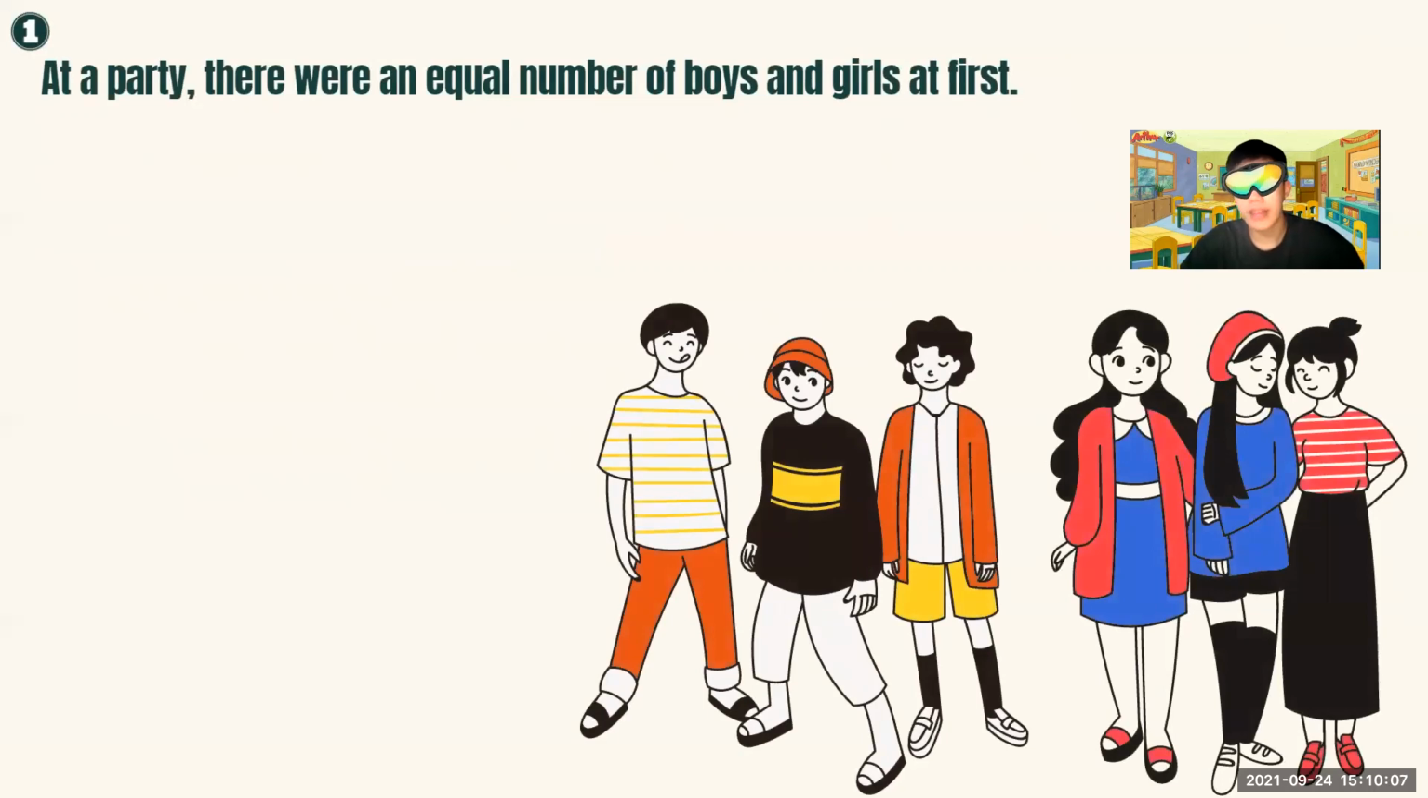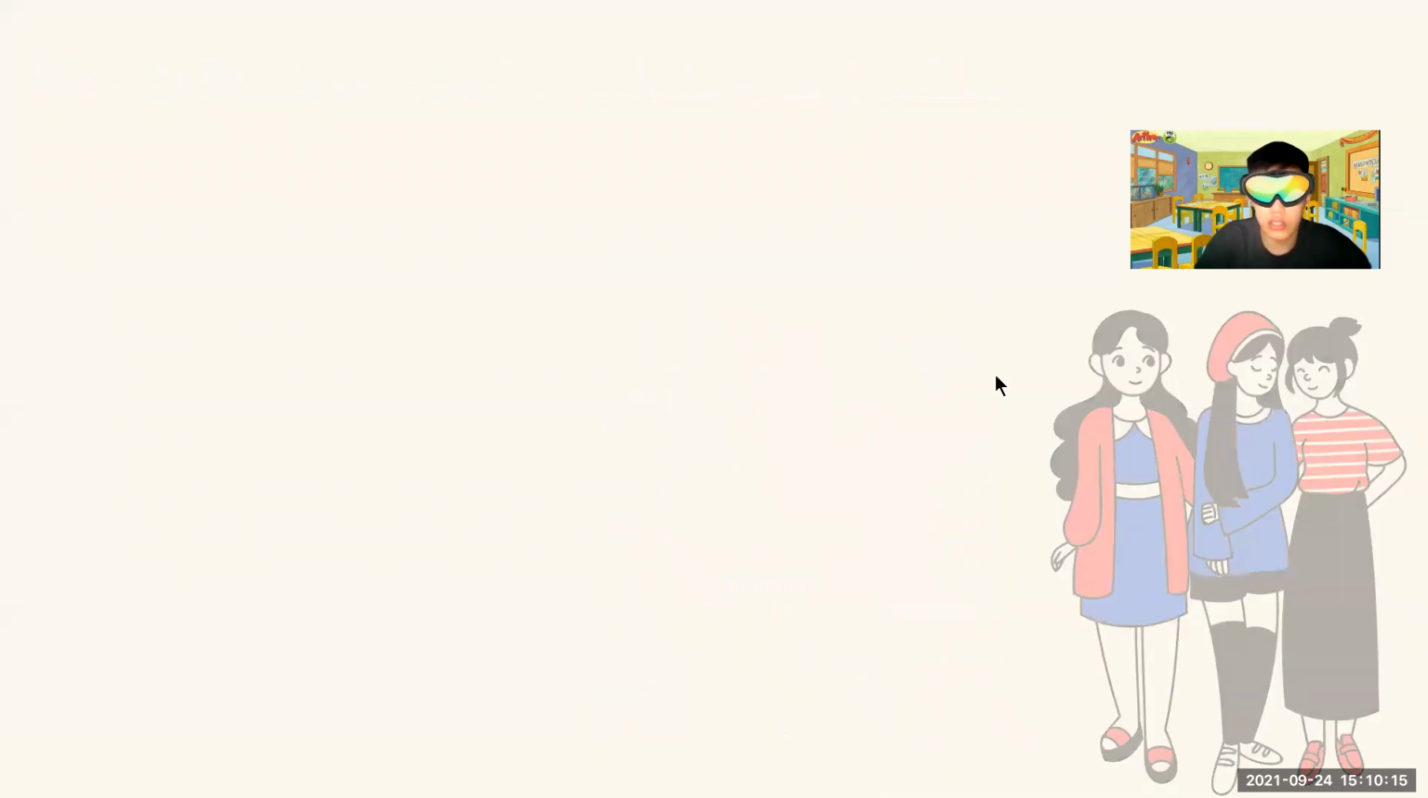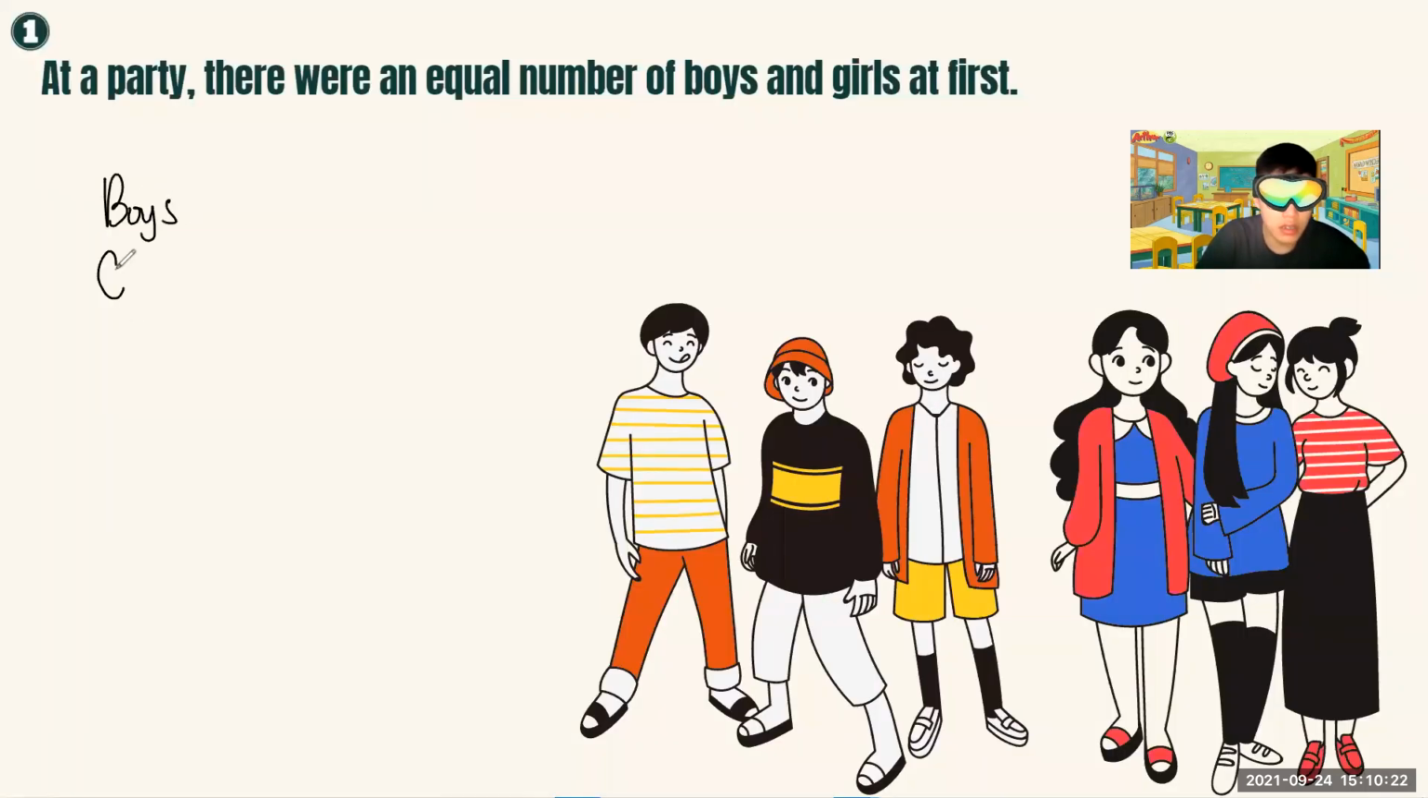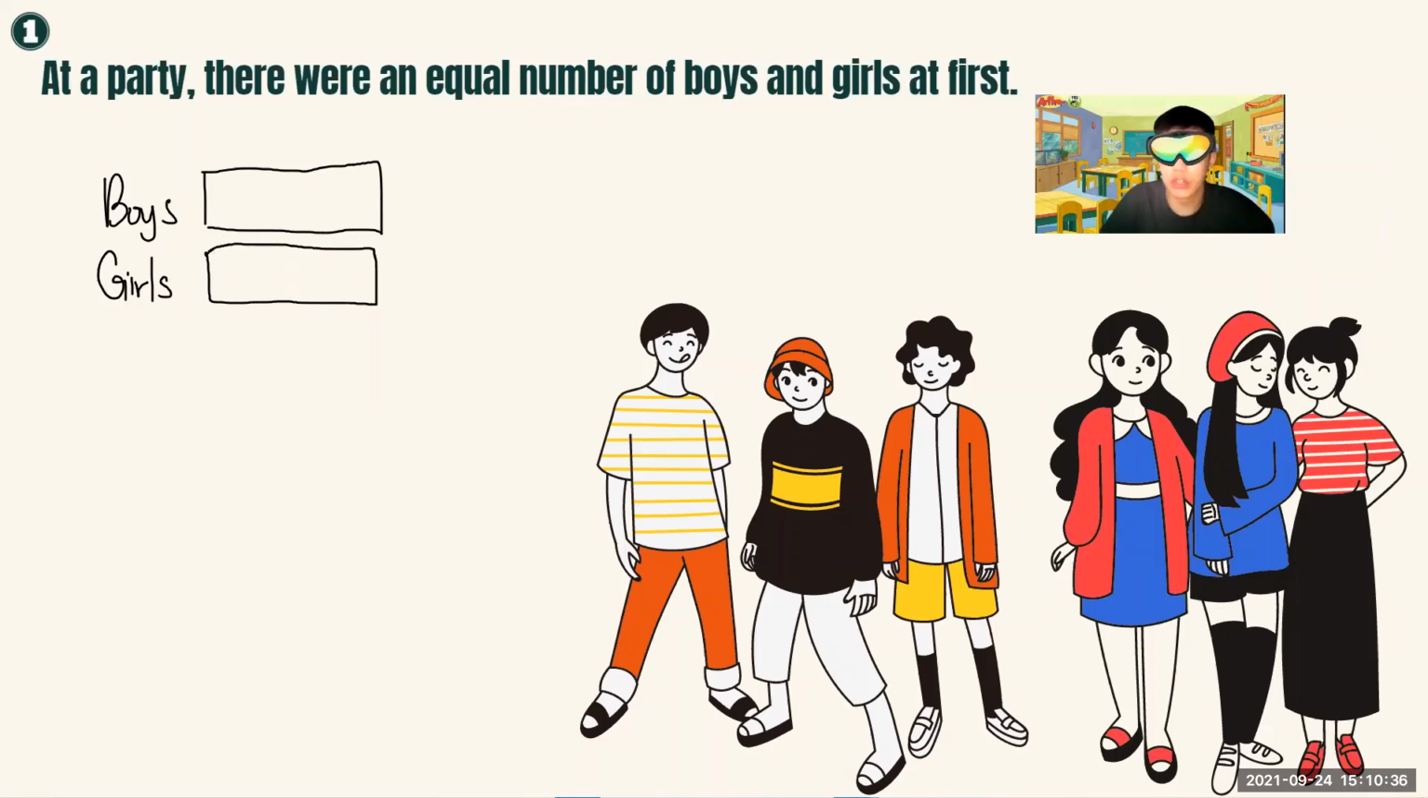I will break it down and I'll call this sentence number 1. At a party, there were an equal number of boys and girls at first. And you know what I'm going to do? I am going to just write down whatever I know. So boys, girls, boys, girls. Once I'm done, I'm going to move on to the next sentence.